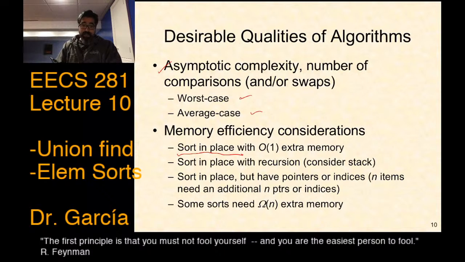Then there is the fact that when we get to recursion, which we won't for the elementary sorts, but we will for the efficient sorts, we need to consider what happens with the stack. And if you recall from your 280, there's tail recursion. If it's tail recursion, then we're all good. But what happens if the algorithm cannot use tail recursion? Okay, and we'll see examples of that.